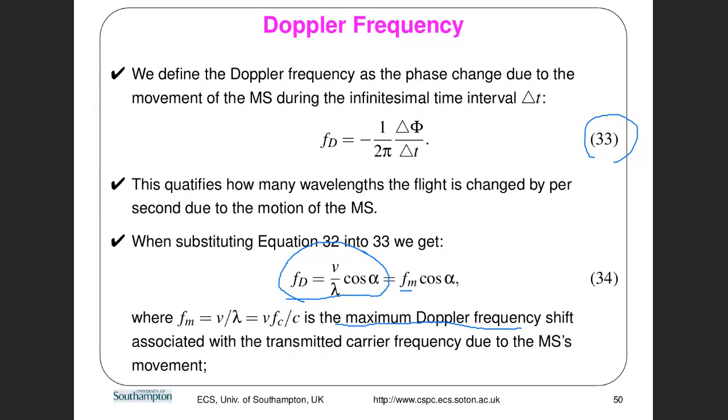So I'm going to draw a very important analogy to carrier frequency here. I just said carrier frequency or center frequency of a signal equals the speed of light over wavelength. And here, Doppler frequency is the speed of the vehicle, the speed of the mobile station, over wavelength. So you can see that there is a similarity between these two. I hope that would help you to remember this equation. So maximum Doppler frequency defines how much of the signal's frequency changes by the movement of the mobile station.